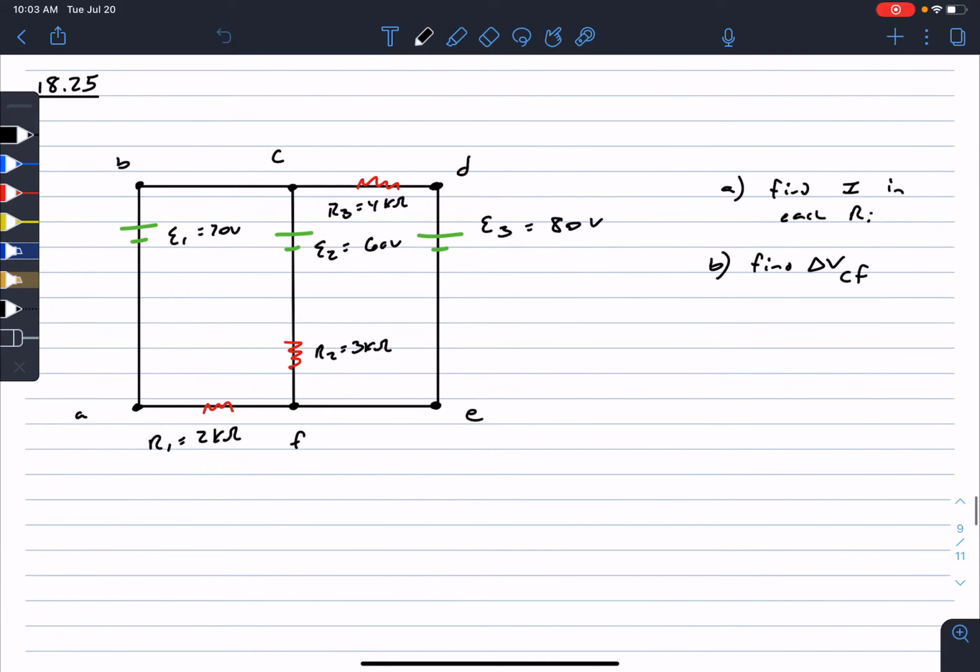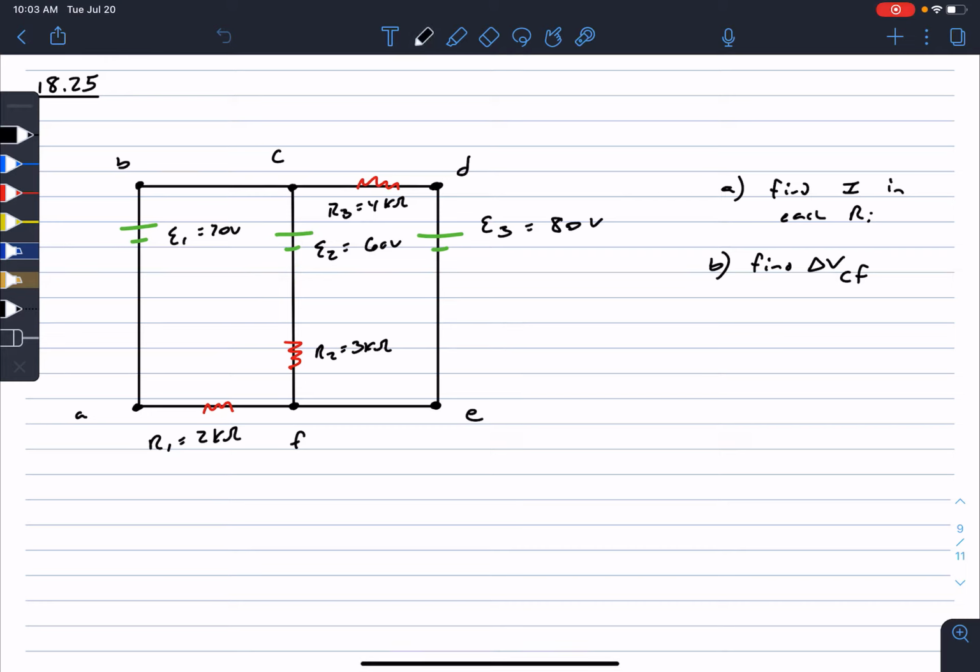Now we are on 18.25. We're given a circuit with 3 resistors and 3 batteries. We are asked to find the current in each resistor, and the current and the potential difference between points C and F. So we want the potential difference here, and we want the current here.